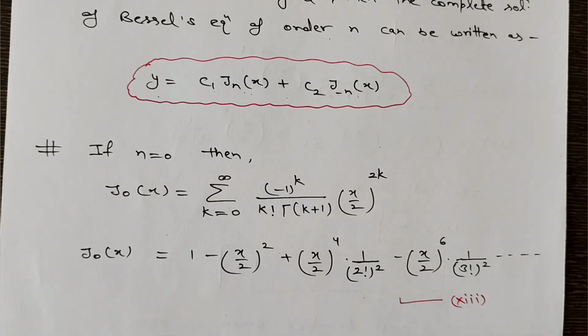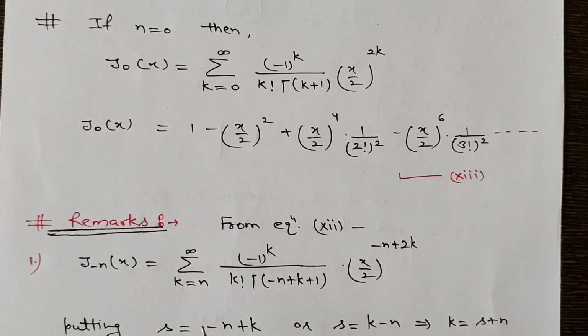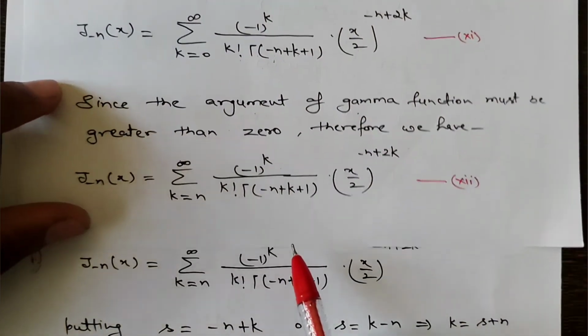Clear? Now we will discuss some remarks on the Bessel functions of first kind of order n. We clearly know, look at the expression for J minus n of x. J minus n of x is this.